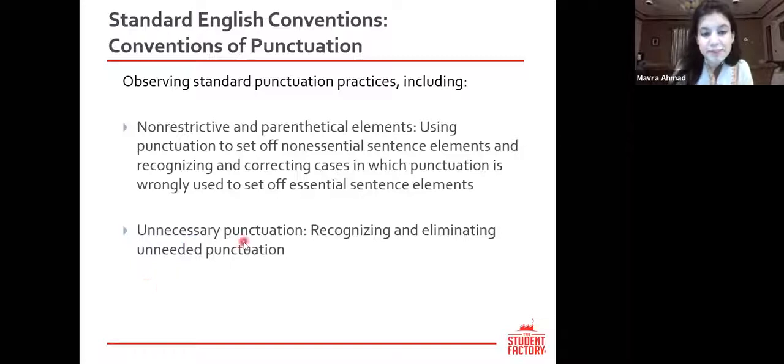Last point is about unnecessary punctuation. Recognizing and eliminating unneeded punctuation. At times we see comma splices, बहुत unnecessarily commas use हुए होते हैं within a sentence. So that is what we might have to correct at times when we talk about the questions in the writing section. हमारे पास unnecessary punctuation marks जो है passage में अगर हो, हम उनको punctuate कर सकते हैं if the question asks us to do that, right?